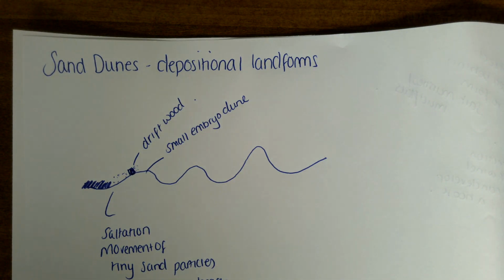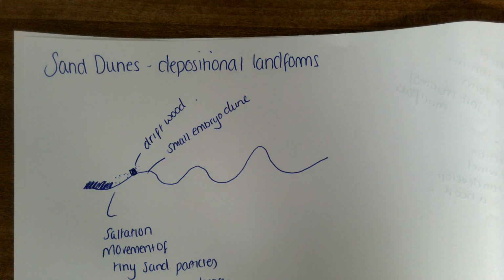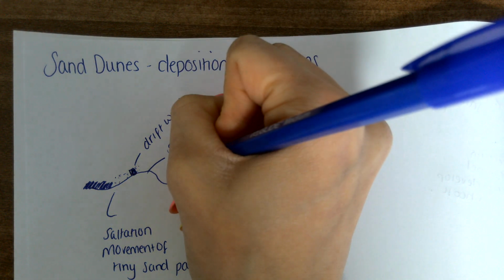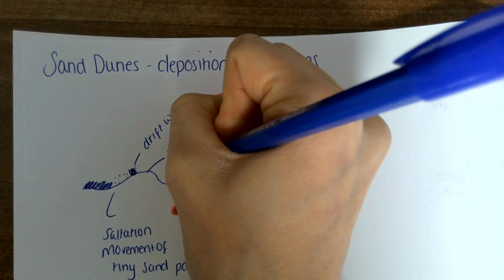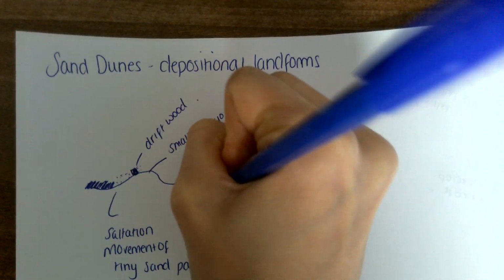Your embryo dunes are then colonized by plants like marram grass. So they start to be colonized by marram grass, and they then stabilize, because remember, the roots stabilize the sand, encouraging more sand to accumulate there. So you then have something called a foredune, and I'm going to draw some grass that sticks out of it. This is called a foredune.